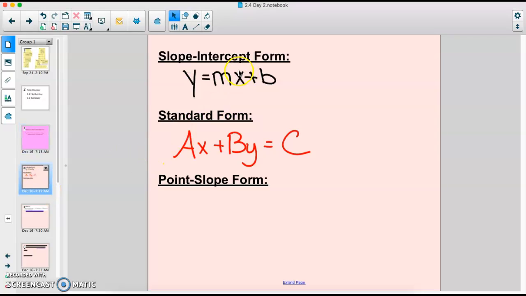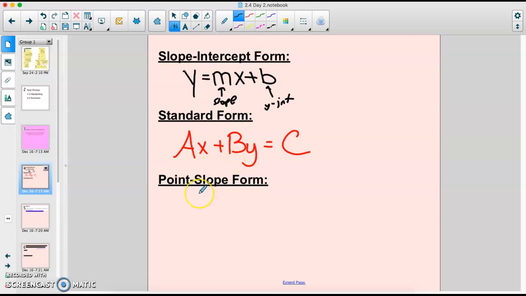So far we've had slope intercept form, right? y equals mx plus b, where m is the slope and b is the y-intercept. Then yesterday we talked about standard form, ax plus by equals c. And that was really nice because we'd plug in 0 for y to get our x-intercept, and then plug in 0 for x to get our y-intercept, right? And so that was a nice way to find the two intercepts.